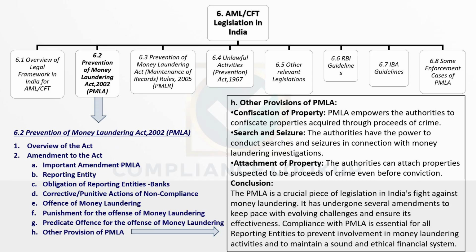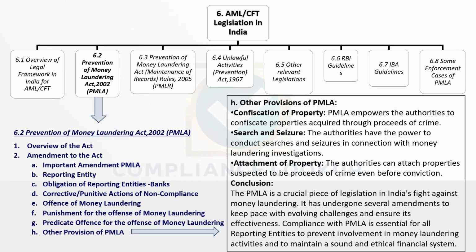3. Attachment of property. The authorities can attach property suspected to be involved in money laundering even before a conviction. Example: if a business is suspected of laundering money through large cash transactions, the government can freeze its assets pending investigation. Now, coming to the conclusion.